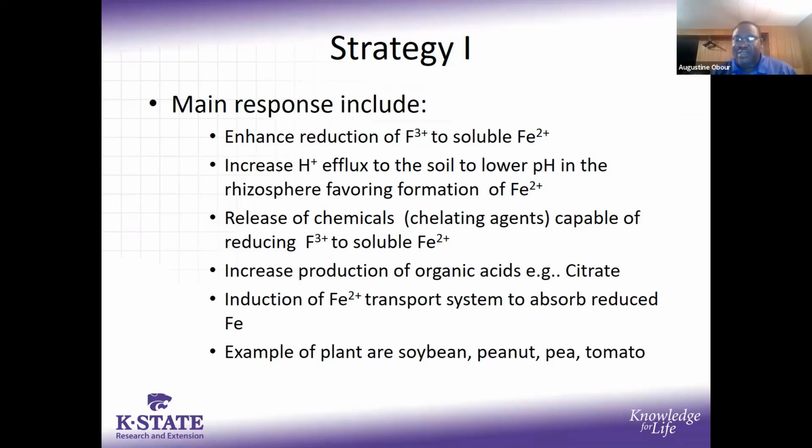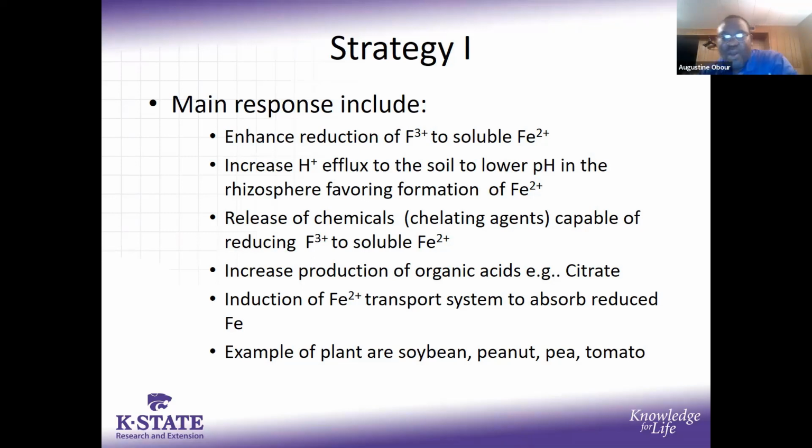What these plants do is release hydrogen ions into the soil rhizosphere around the roots. By so doing, the soil pH is reduced. And as pH decreases, it favors the formation of iron 2, which increases the solubility and availability of iron for plant uptake. They can also release chelating agents that are capable of forming a chelate with the iron 3 or the oxides in the soil solution. This is then carried across the membrane, and it is reduced to iron 2 for plant uptake. They can also increase production of organic acids, for example citric acid.